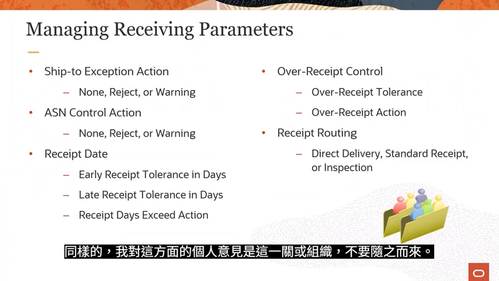Over receipt, again, that's another one of those things where it depends on your industry. Plus or minus 5 is great. You may have certain items though that you want to have tighter controls on, like really expensive ones. You don't want those to be overshipped.